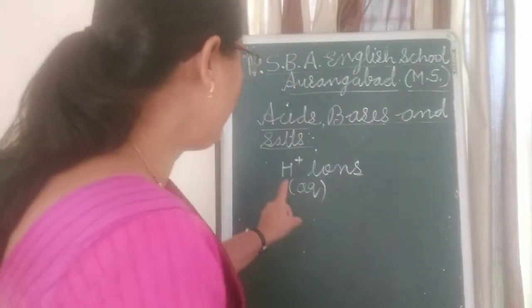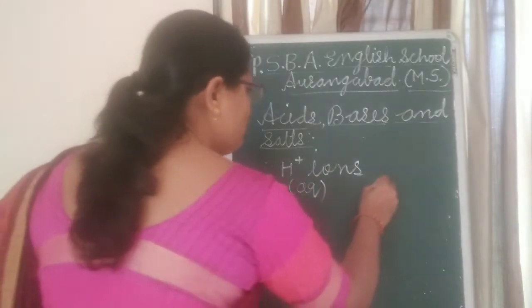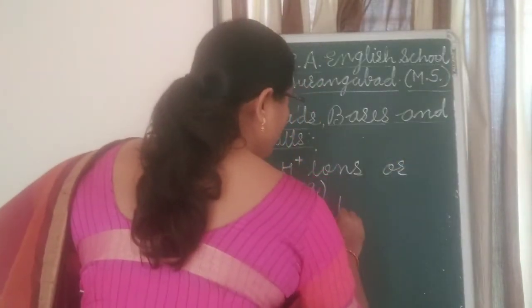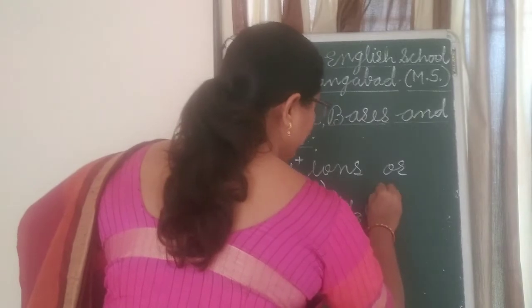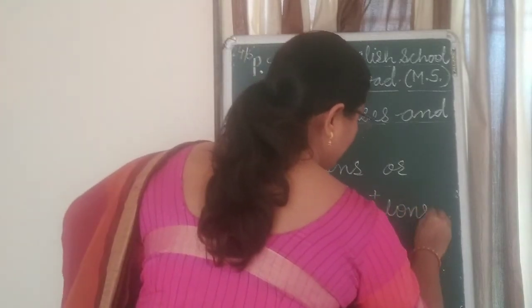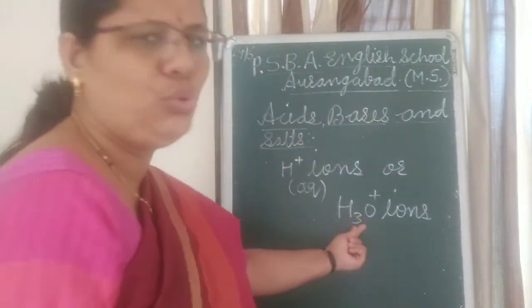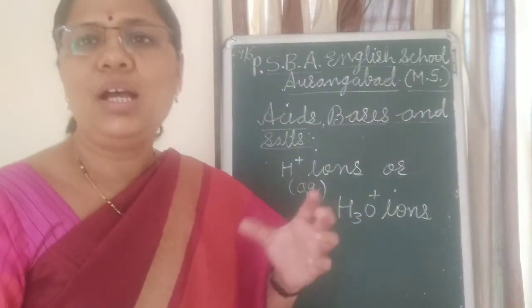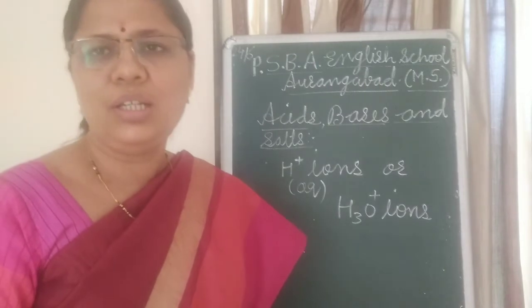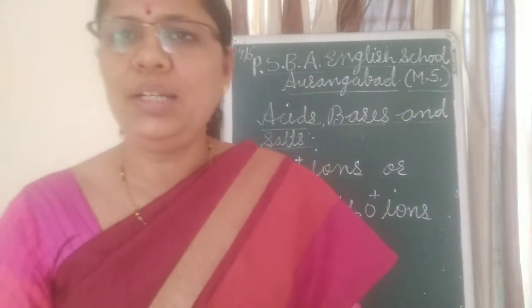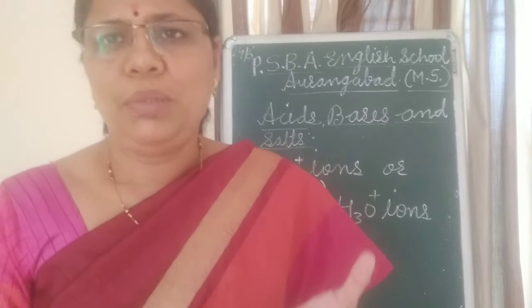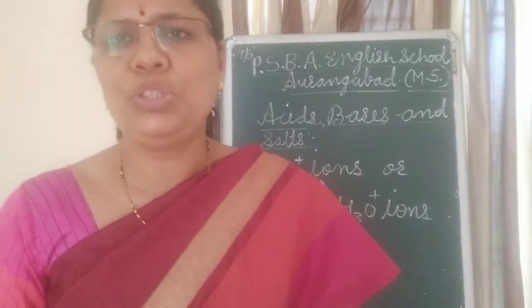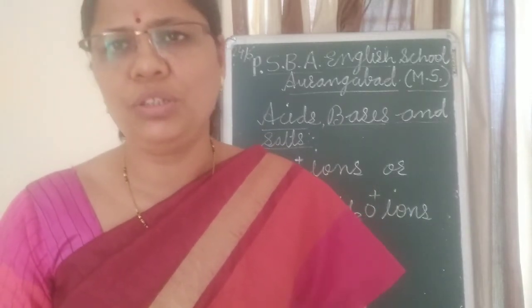So even you can write H plus aqueous ions, or they are called as the H3O positive ions, which are the combined state, H and H2O, that is H3O positive ions, or they are also called as the hydronium ions. Okay children, so have you understood that the H plus cation gets dissociated in the presence of water only.